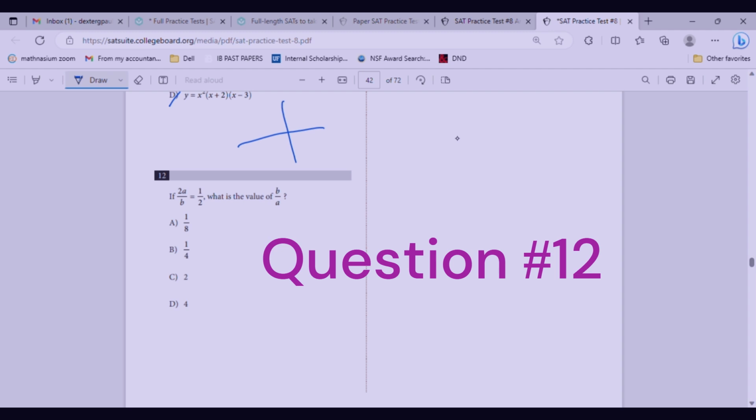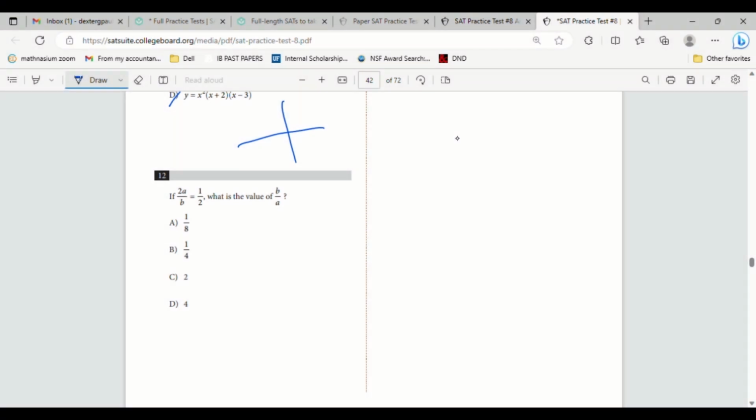Number 12, if 2a over b equals 1/2, what is the value of b over a? So we have 2a over b equals 1/2. We can flip both sides to get the reciprocal, leaving us with b over 2a equals 2 over 1. And then to get b over a, multiply both sides by 2 to get rid of this 2 in the fraction denominator down here, times 2 of both sides. b over a equals 4 over 1, or 4.